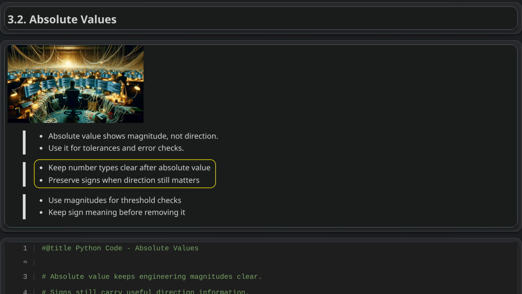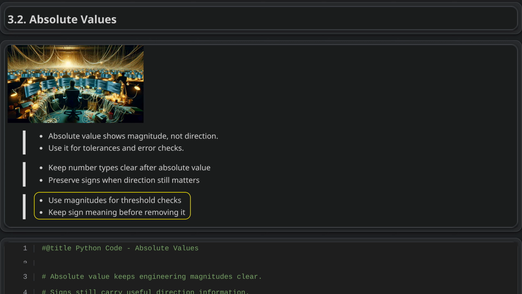When using absolute values, remember what kind of number you started with and what the sign meant. Integers, decimals, and calculated results may need different rounding or reporting, and a negative or positive sign can show whether a reading is below or above expectations. Keep signed values when direction matters, and use absolute values when you only need the size of the difference, or whether it meets a tolerance.